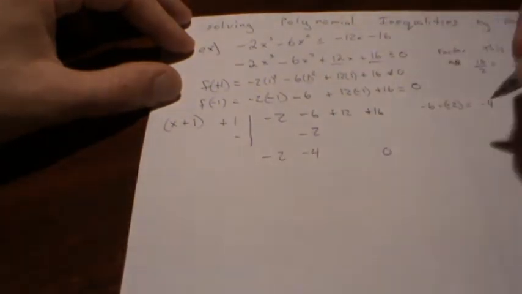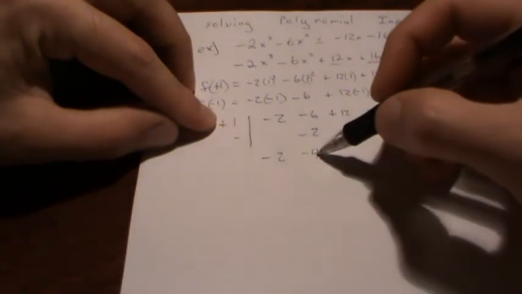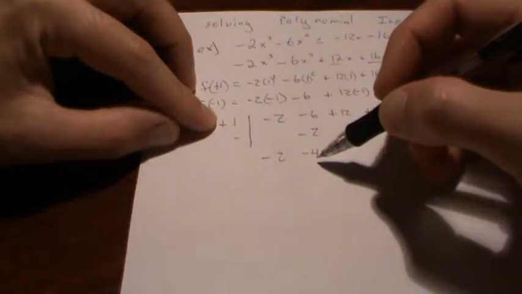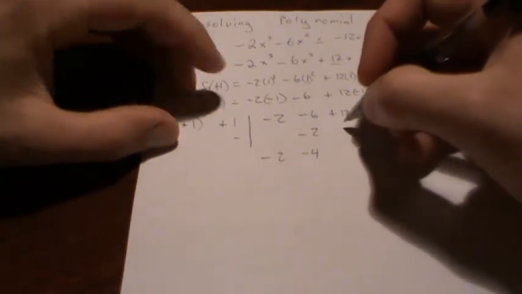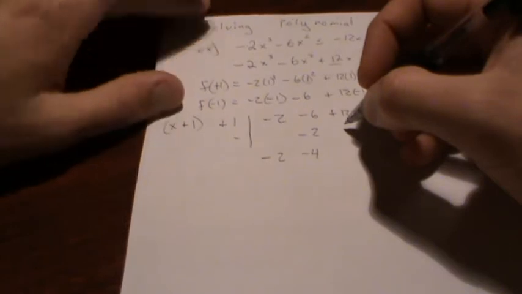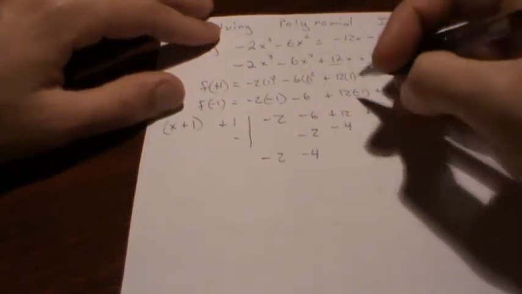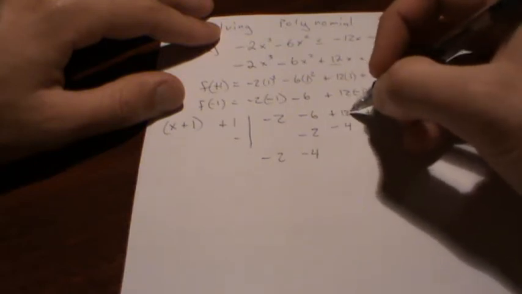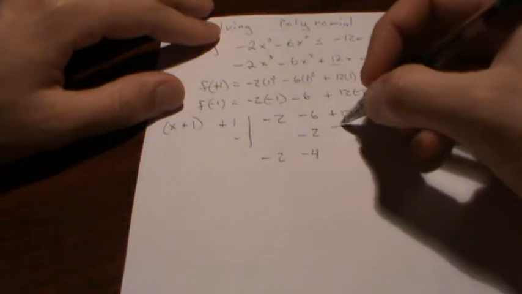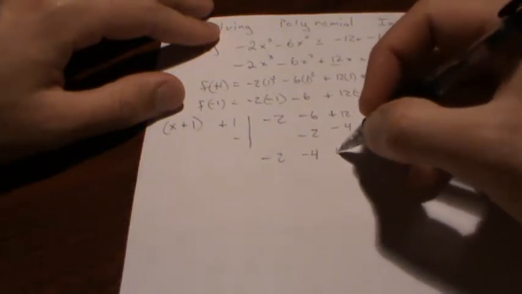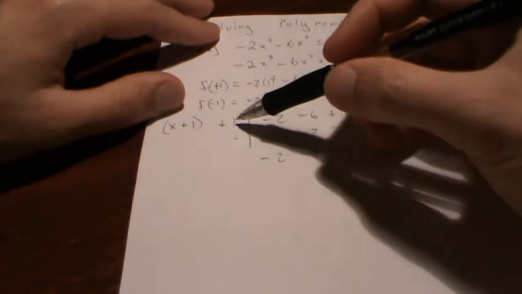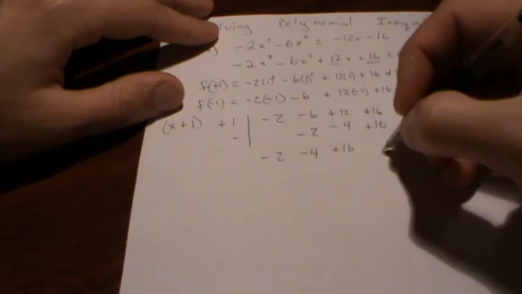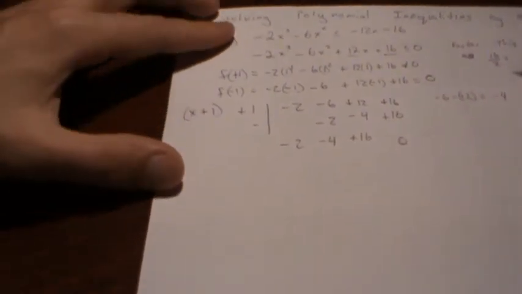I have trouble with these, so I tend to write them down. Then I got 1 times negative 4, which is just negative 4. And then I've got 12 minus a negative 4, which is actually a 16. Then 1 times 16 is a 16. 16 minus 16 is a 0. Look at that, it worked.